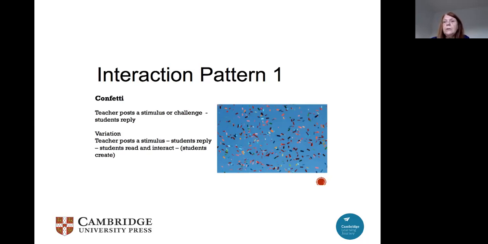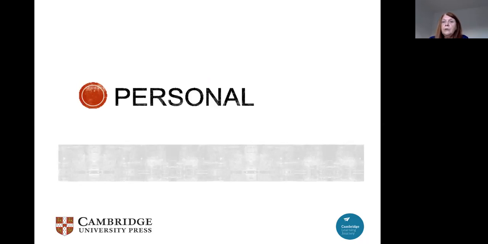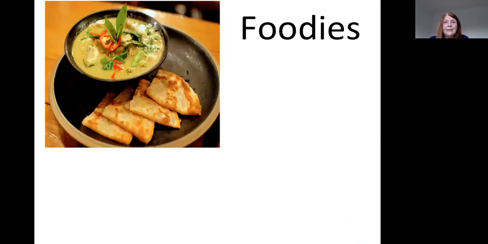Okay, so that was two examples of factual activities, both guessing games, one in a slightly more complicated format, but still in the same interaction pattern of confetti. Coming on now to personal interaction. Here are a couple of examples of personal interactions, still in the same confetti format.